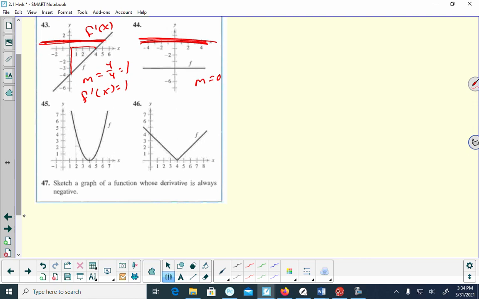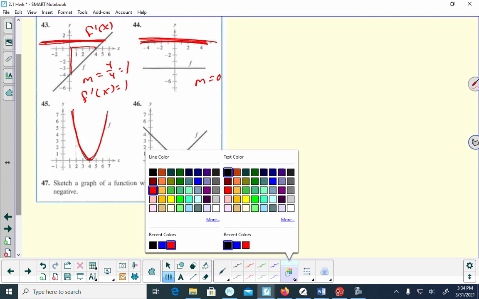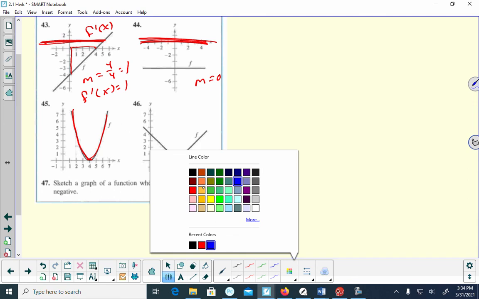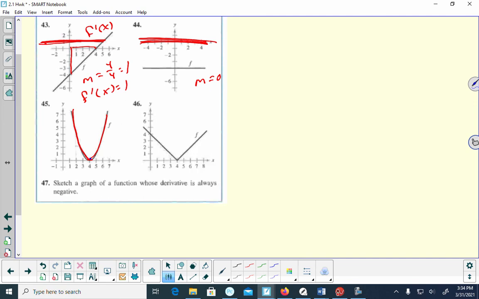When I look at 45, I'm going down, so I want a negative slope, and then it's going to hit 0, and then I'm going to go up. So for the graph of the derivative, I want something that's below 0 until I hit 4. Then I want to be at 0 at 4. So 0 at 4, below 0, and then above 0. So it's just going to be something like that.